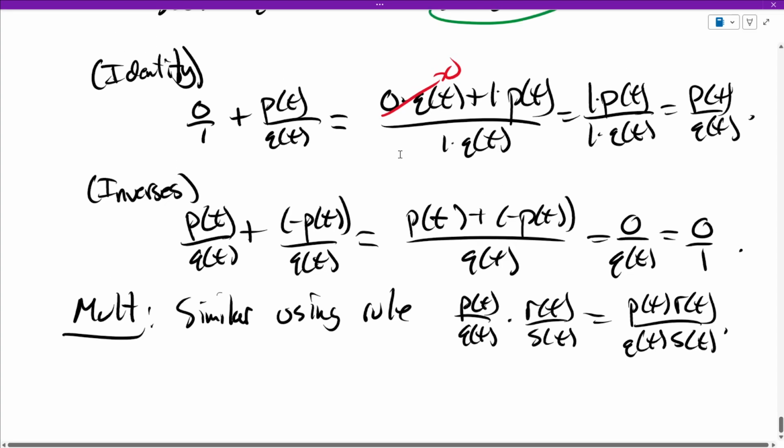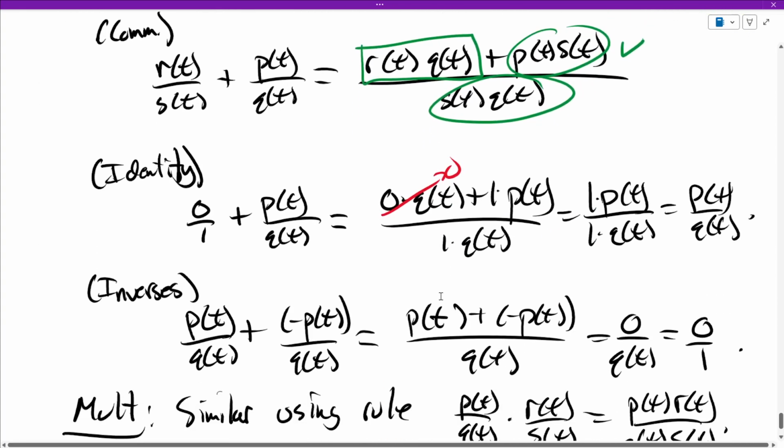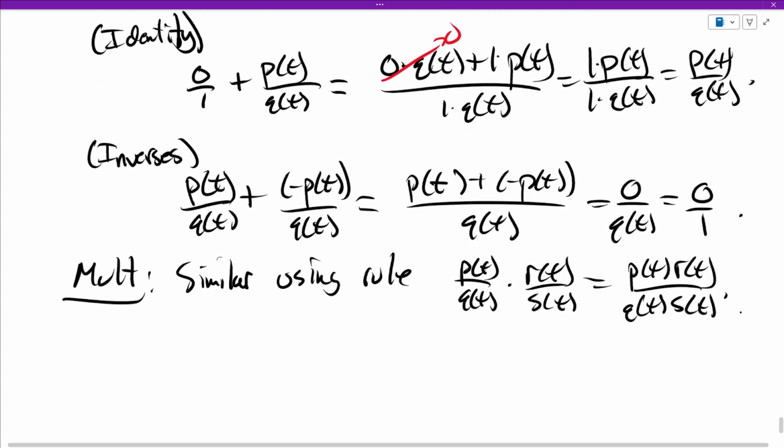You can go through the rest of the checks, but if you've forgotten or you get stuck, all you do is you look at a proof that Q is a field, and you replace all of the symbols with that symbol of T. That's it. And this is the field of rational functions or rational polynomial functions in the indeterminate T.